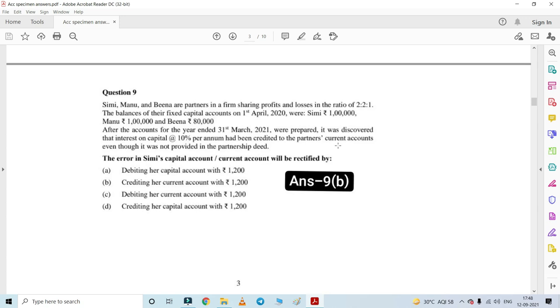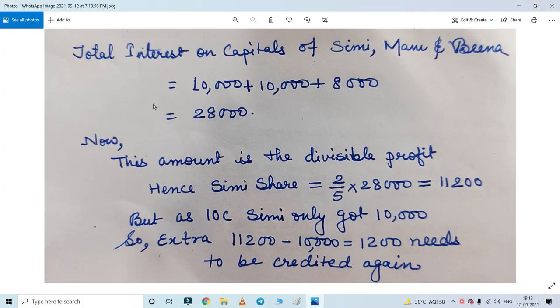Now here partner's current account is mentioned. So that is why it is very clear that here the fluctuating capital account is being maintained. Hence the error in Simi's account will be credited to her current account with 1200. Now, as you can see here, the total interest on capital of Simi, Manu and Veena: 10% of 1 lakh is 10,000, again 10% of 1 lakh is 10,000 and 10% of 80,000 is 8,000. So these three will be added, which is coming 28,000. So this is the total interest on capital of all the three partners.